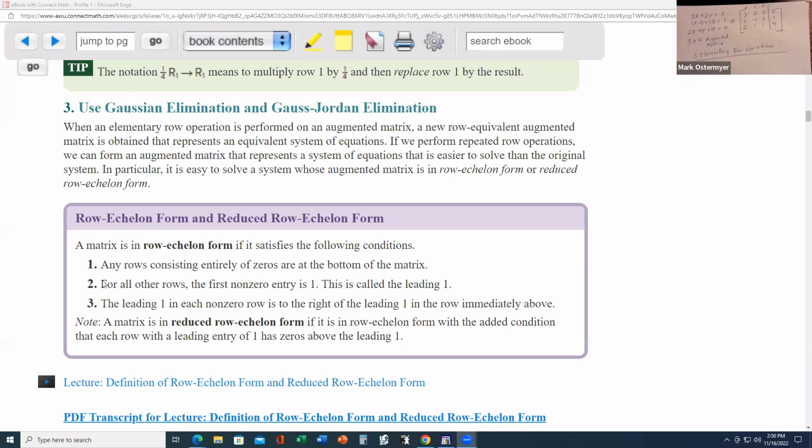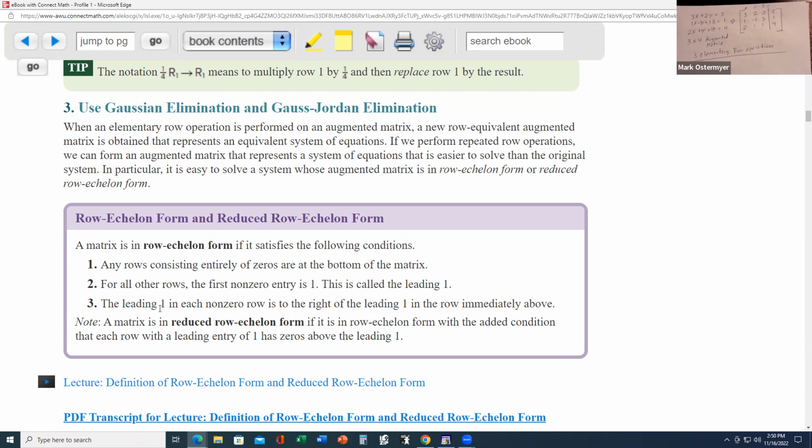We say, ladies and gentlemen, that a matrix is in row echelon form if it satisfies the following conditions. Number 1, any rows consisting entirely of zeros will always appear at the bottom of the matrix. Number 2, for all other rows, if you move from left to right in any row of a matrix, the first non-zero entry you run into has to be a 1. This is called the leading 1 of the row. Number 3, the leading 1 in each non-zero row is always to the right of the leading 1 in the row immediately above, or the row that precedes it.